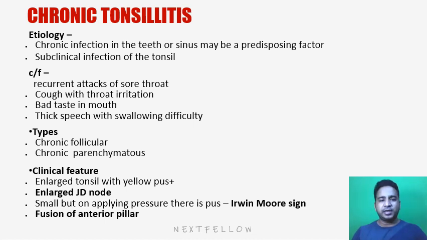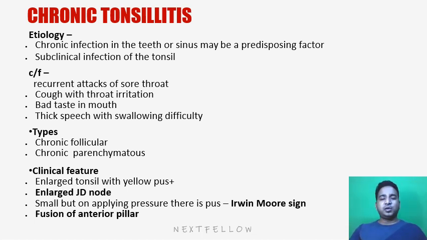What are the types of chronic tonsillitis? Firstly is chronic follicular tonsillitis or chronic parenchymatous tonsillitis. We have seen in the diagram in the previous slides how the follicular or parenchymatous tonsillitis will look. Now, what will happen whenever there is chronic tonsillitis? These tonsils will have some yellow pus discharge or a dirty whitish collection of material in their follicles or over the superficial layer of the tonsils, and there may be enlarged jugulodigastric nodes. Sometimes if we apply pressure over the tonsillar tissue, some cheesy white material and some pus will come out.